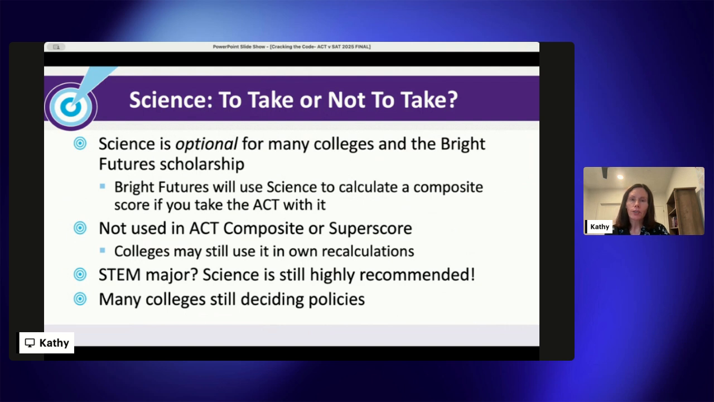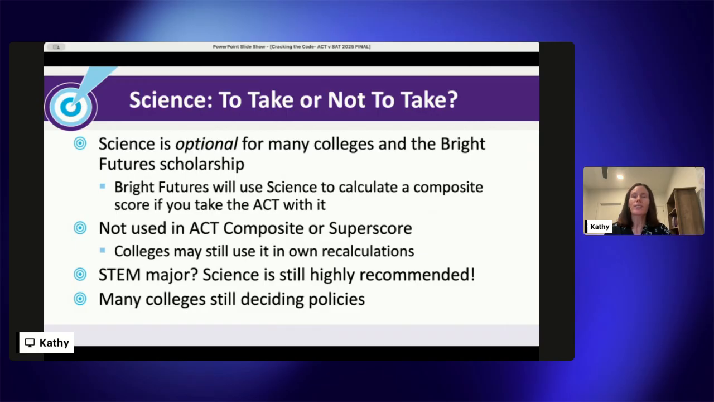And just so you're aware, even if you do choose to take the ACT with science, when you get your composite score, that will no longer include science in the average. It'll just be the average of the English, the math, and the reading subtests. And then once you start taking multiple ACTs and you get a composite super score, science will not be factored into that super score. But just to be aware that colleges may still use it in their own recalculations if it's submitted. So certainly right now it's a little bit up in the air.